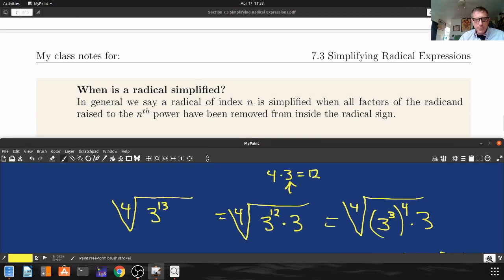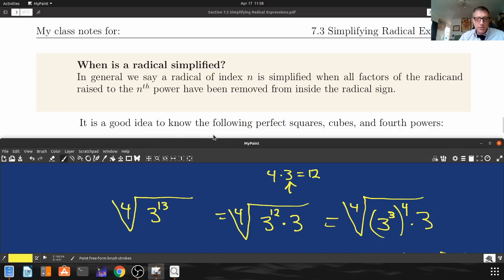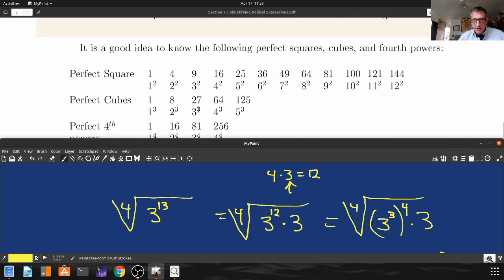Oh, we have another rule. Okay, and here is the rule, pretty much what I'm going for. So when is a radical simplified? In general, we say a radical of index n is simplified when all factors of the radicand, which is the expression under the radical, raised to the nth power have been removed from inside the radical sign.